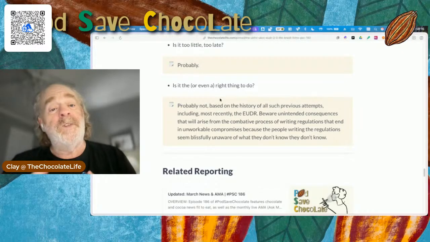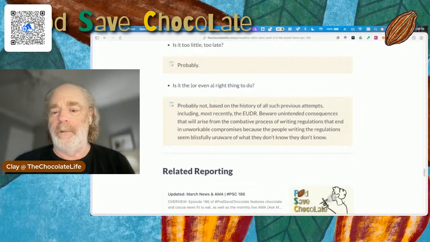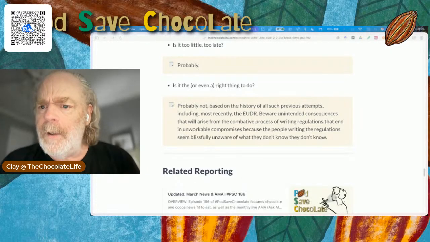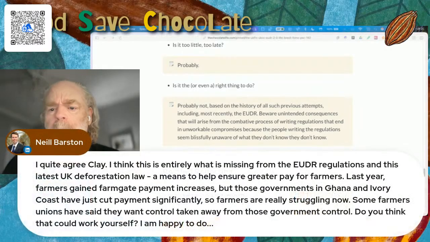And so I don't trust them to provide independent evaluation of these things because, again, they're not neutral actors. And then finally, Neil, I don't know exactly what you're quite agreeing to.